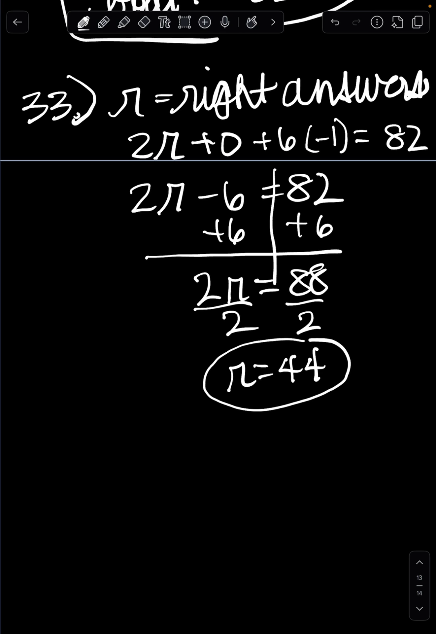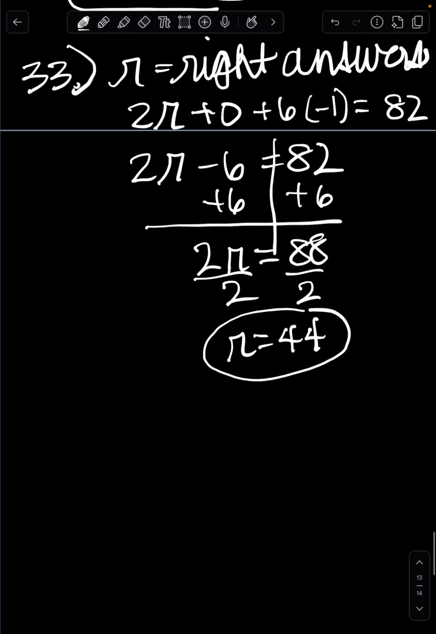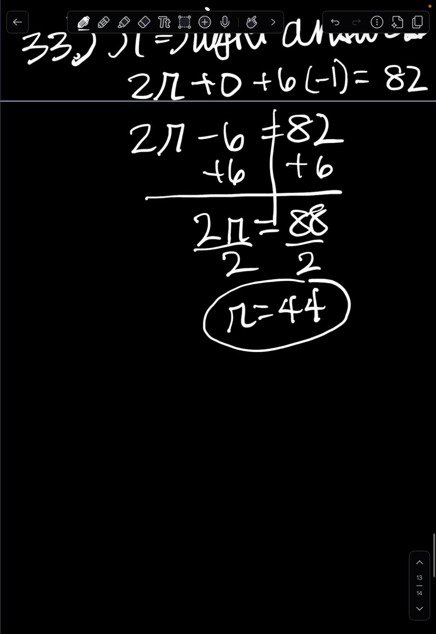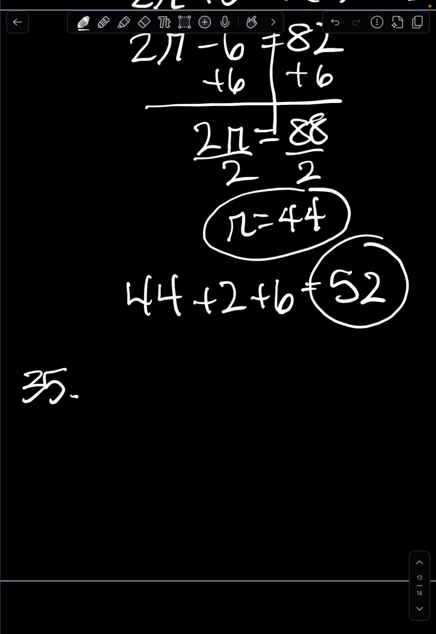But we also need to know how many were on the test. So how many were on the test altogether? He had 2 unanswered, 6 that he missed, and 44 that he got right. So 44 plus 2 plus 6 equals 52. Okay. So that one was a lot, man.